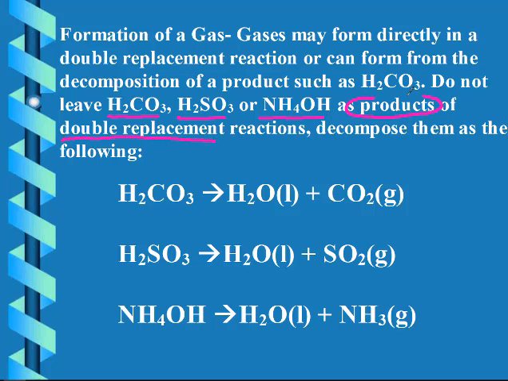And again, that was products. If they're reactants, then that's fine. They're going to stay as that as a reactant. But as a product, they're going to further decompose. So carbonic acid further breaks down into water and carbon dioxide gas. Sulfurous acid, H2SO3, will break down into water and SO2 gas, or sulfur dioxide. And NH4OH breaks down into water and ammonia gas.